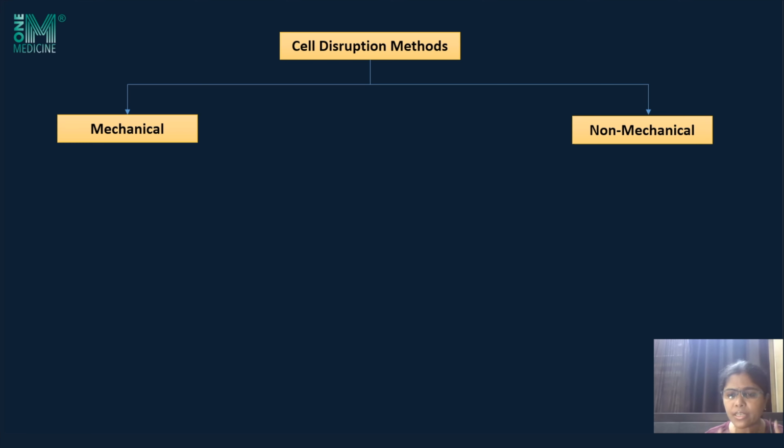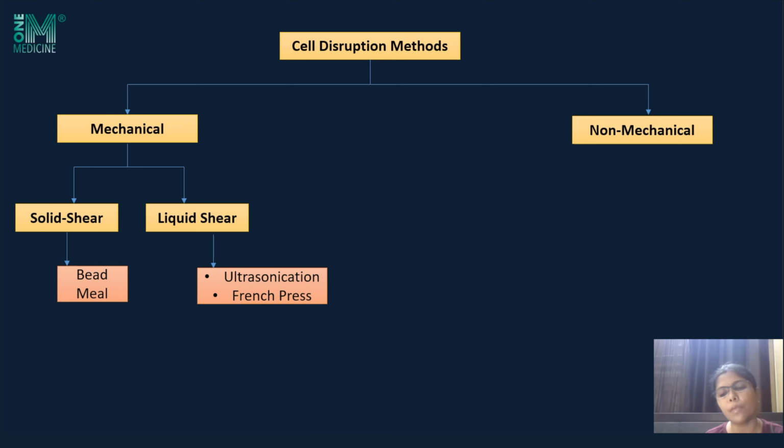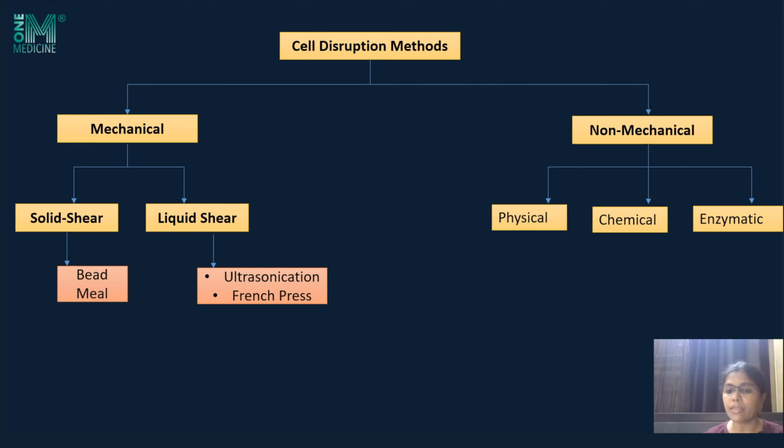Mechanical can be done by shear stress on the cell. That may be of two types, solid shear and liquid shear. Solid shear with the bead technology or bead mill technology, liquid shear by ultrasonication and French press technology. Non-mechanical means other than direct mechanical force to the cell, it can be done in three ways. First one is using a physical method, second one using a chemical method, and last but not the least, an enzymatic method. Now physical method means using heat, decompression or giving an osmotic turgor to the cell.